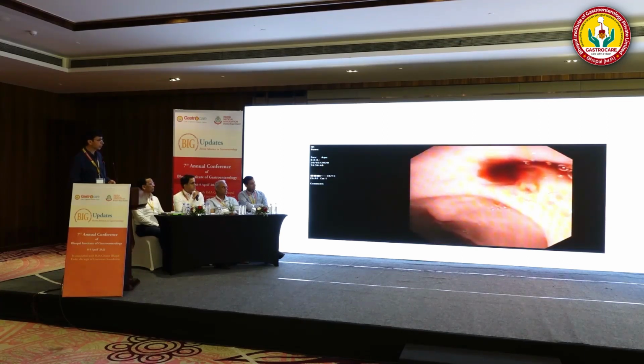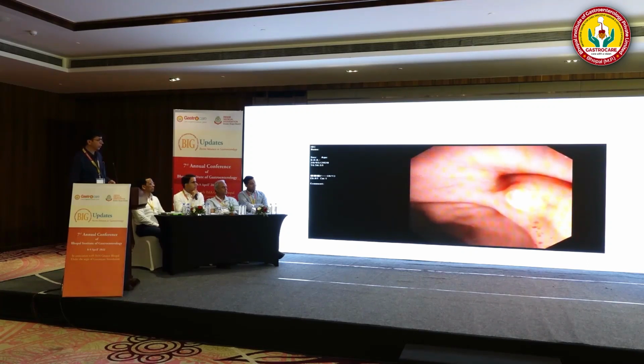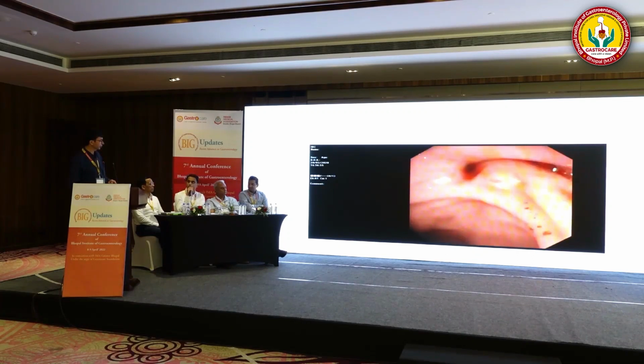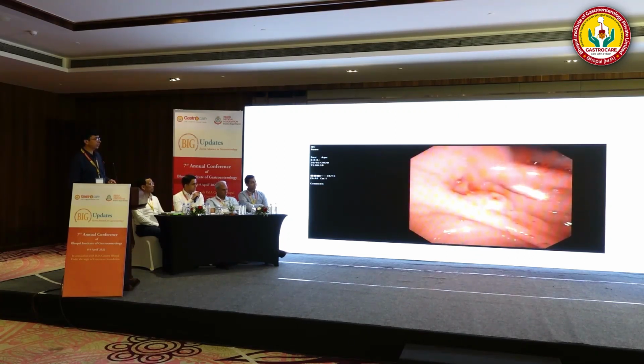So what would you do now? CT angio, correct? You'll go ahead with the CT angio. So CT angio was done. If the patient is hemodynamically unstable, we'll directly go for DSA. I think we did both. First we did CT angio.